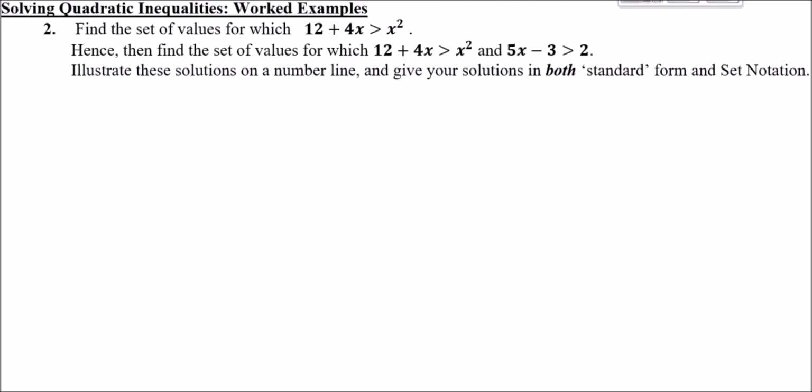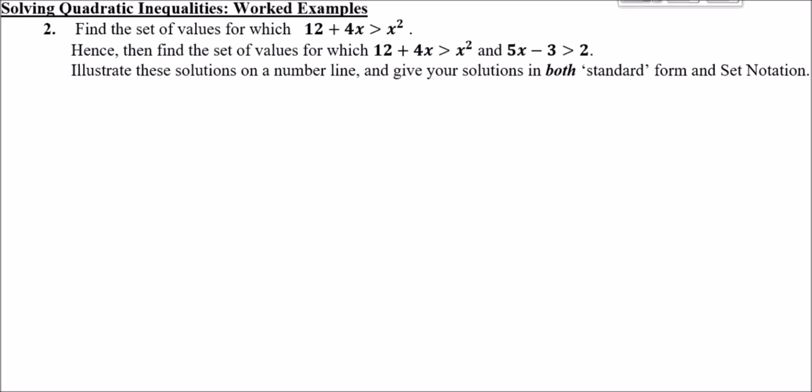Another worked example. So worked example 2. So we need to find the set of values for which 12 plus 4x is greater than x squared, and then hence find the set of values for which 12 plus 4x is greater than x squared and 5x minus 3 is greater than 2. So illustrate these solutions on a number line and give your solutions in both standard form and set notation.